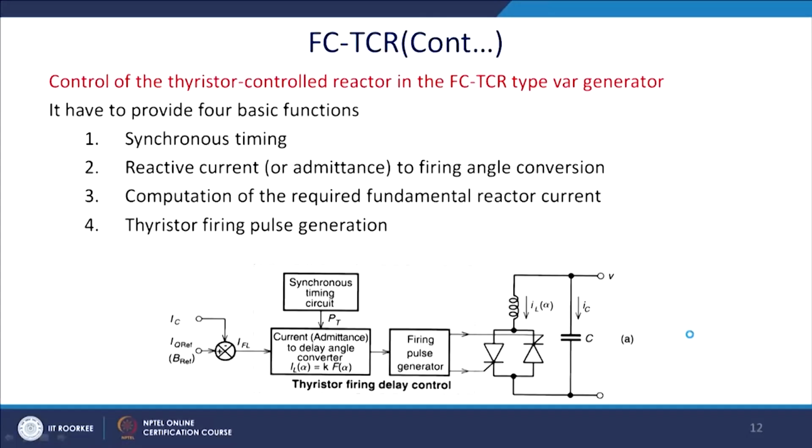So, how will you generate the control circuit? First of all, we have 4 blocks. One is synchronous timing, which we will get from the PLL. Then there are the reactive current and the admittance for the firing angle conversion, the computation of the required fundamental reactor current, and the thyristor firing generation.